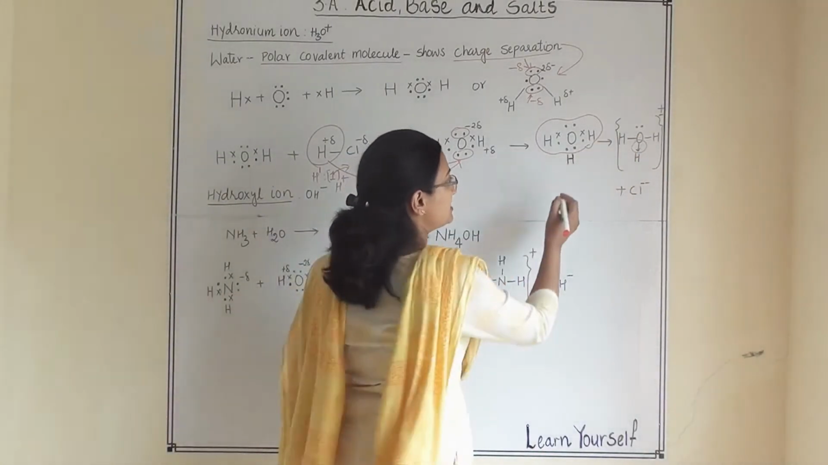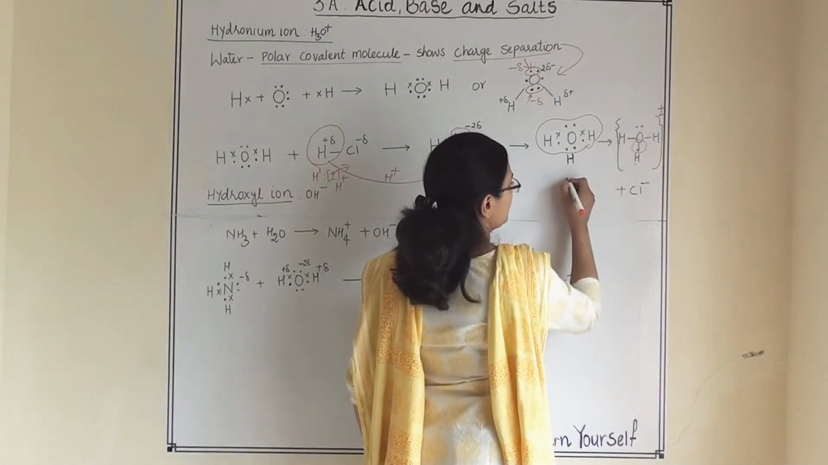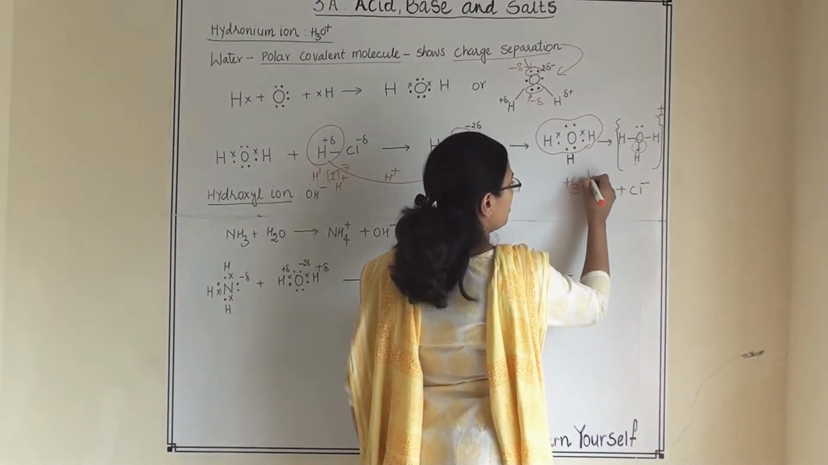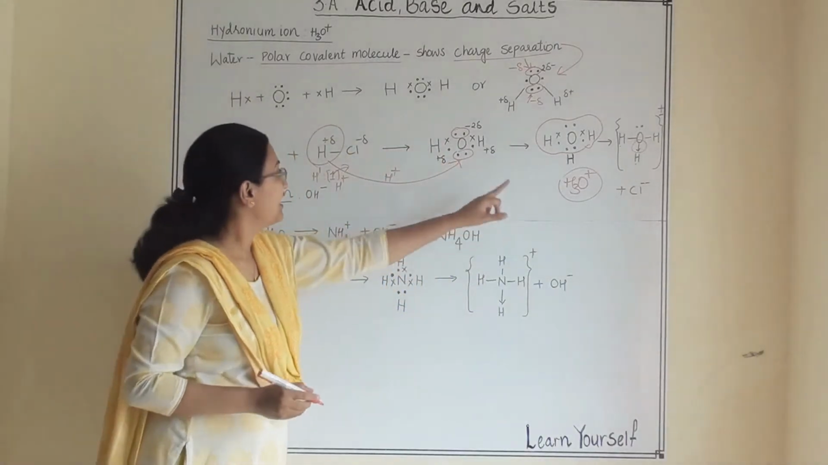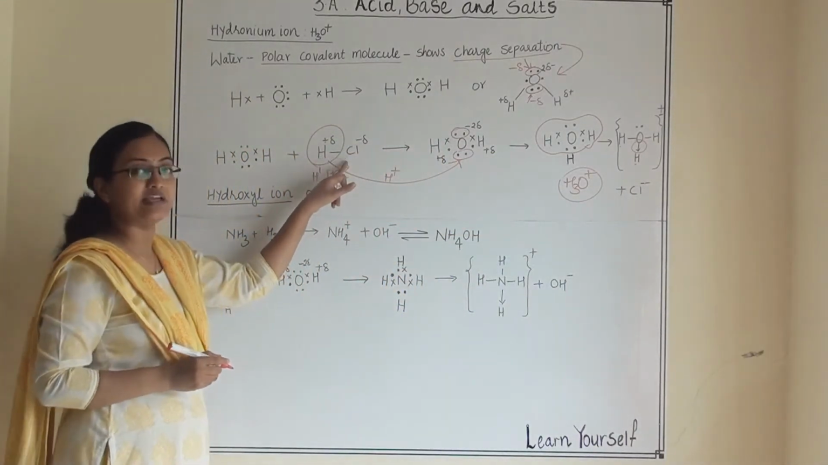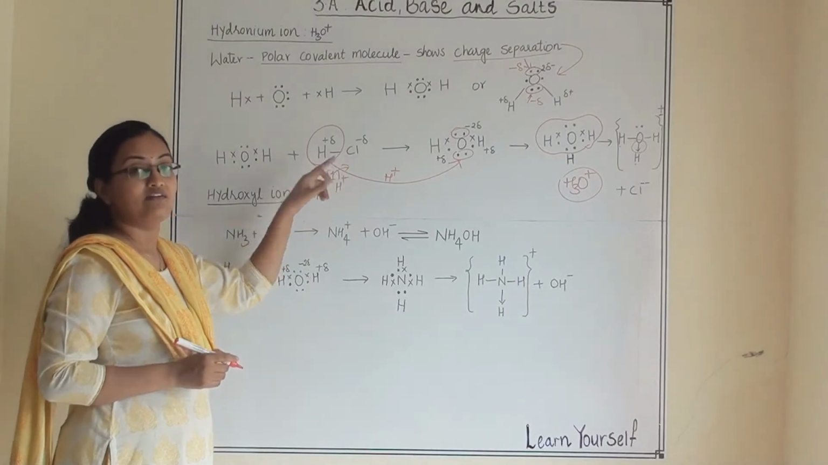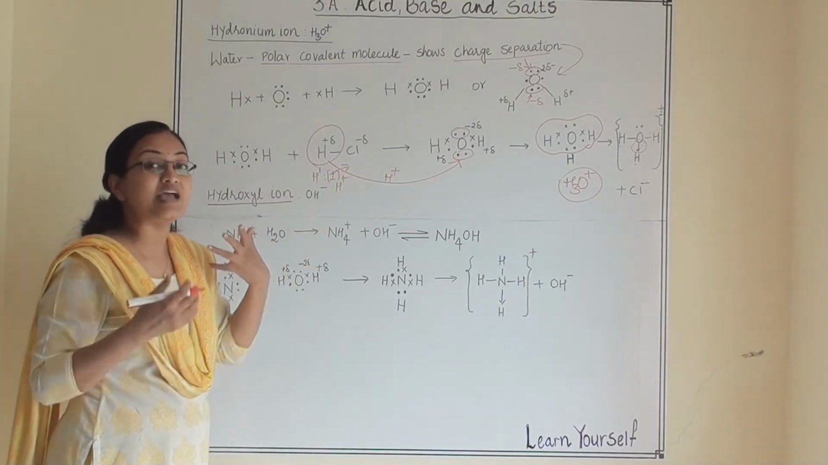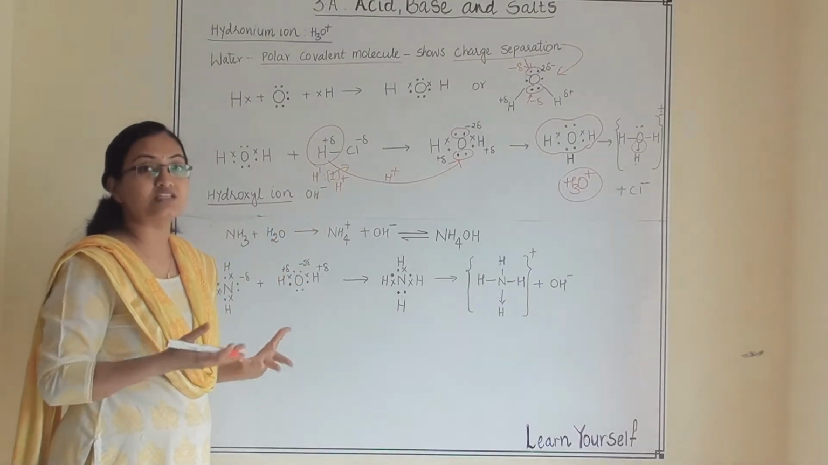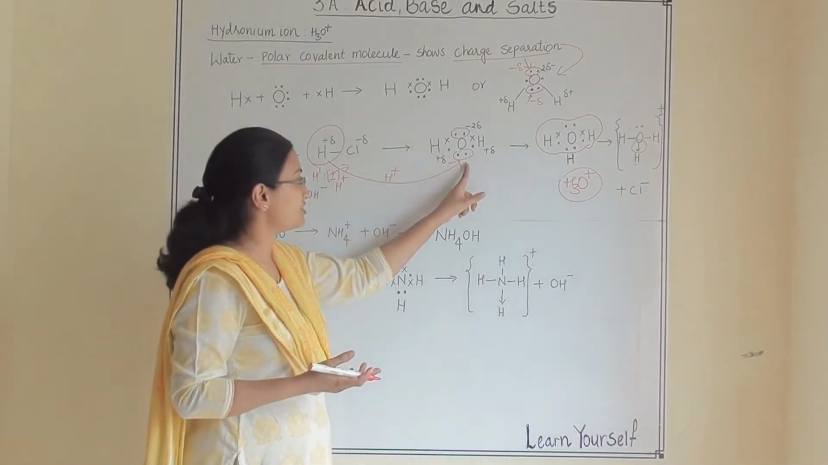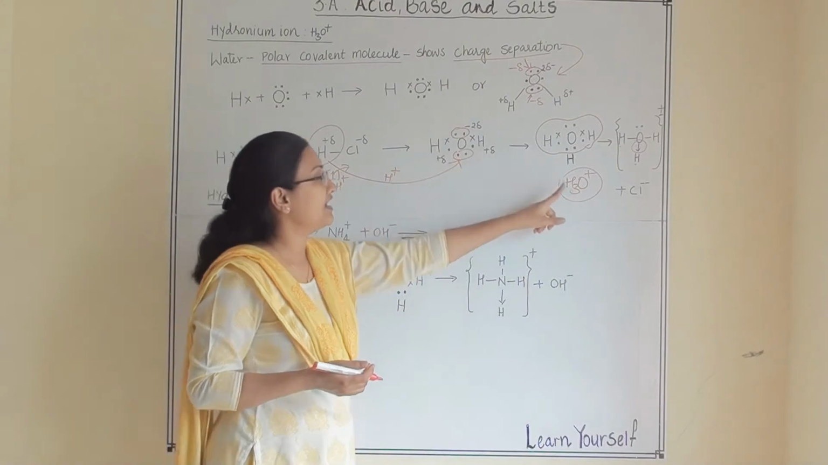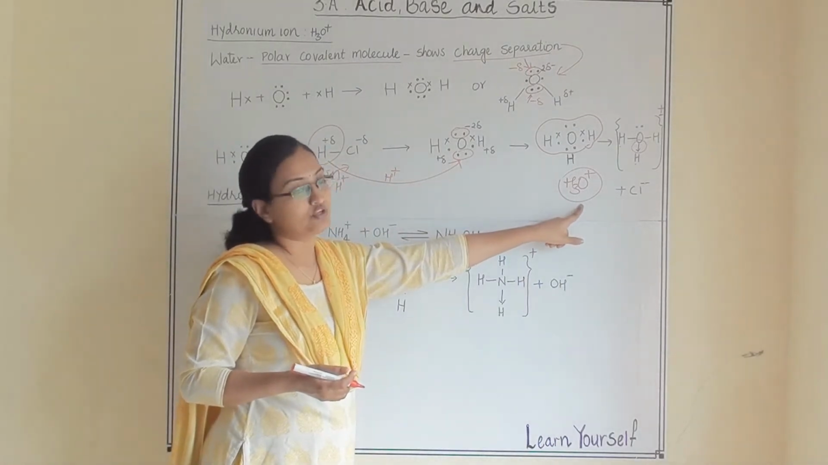Here if you see, this has 3 H, so H3O plus. This is the formation of the hydronium ion, which forms only in the presence of acid. When any acid dissociates in water and gives H plus, only then will that H plus combine here and give you the hydronium ion.